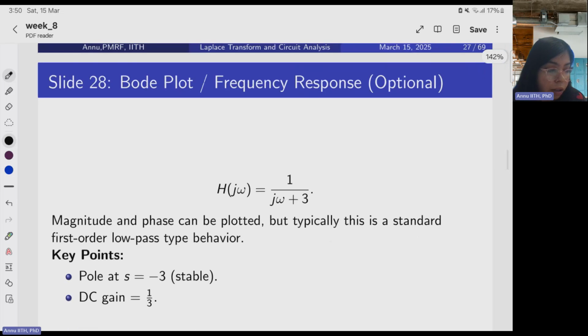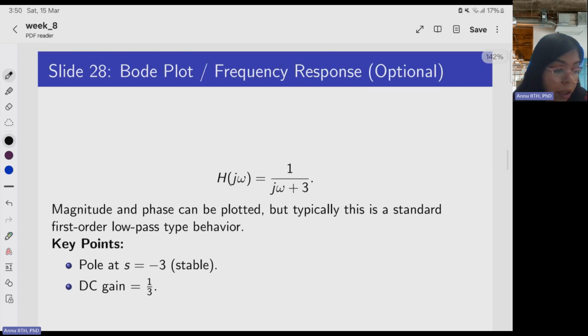There are some Bode plot and frequency response if you want to know. I'm not detailing this a lot, but still I'm giving you some seconds for you to explore if you have some doubt, because I got some doubts regarding this.